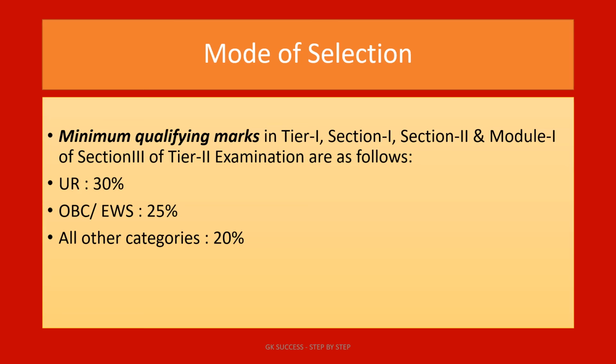Now let us see some points related to mode of selection. Minimum qualifying marks in Tier 1, Section 1, Section 2 and Module 1 of Section 3 of Type 2 examination are as follows. In respect of UR, 30%, OBC and EWS, 25%, for all other categories, 20%.